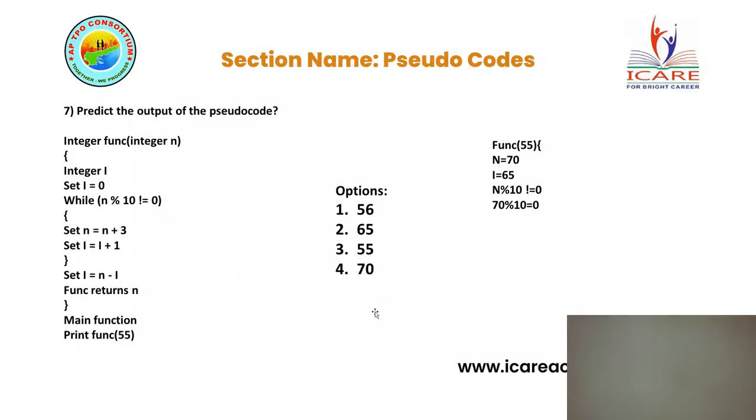So what is the n value we have? 70. So where we have called function C in the print function, it is returning 70. So within the print function, it is printing the value 70. So the fourth option is the right answer.